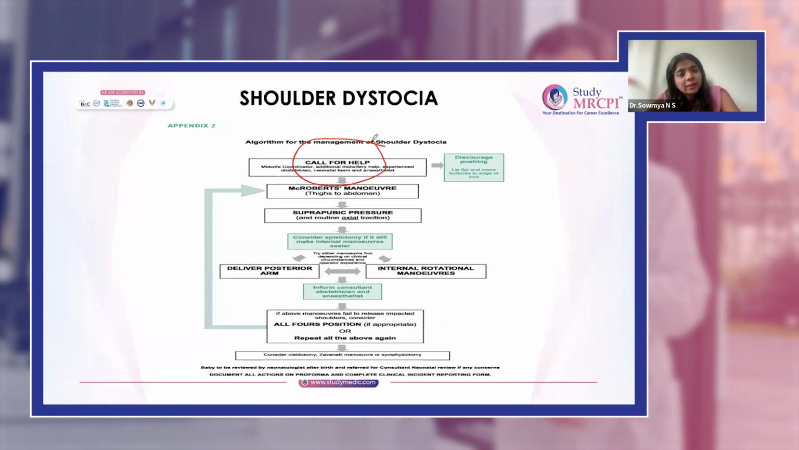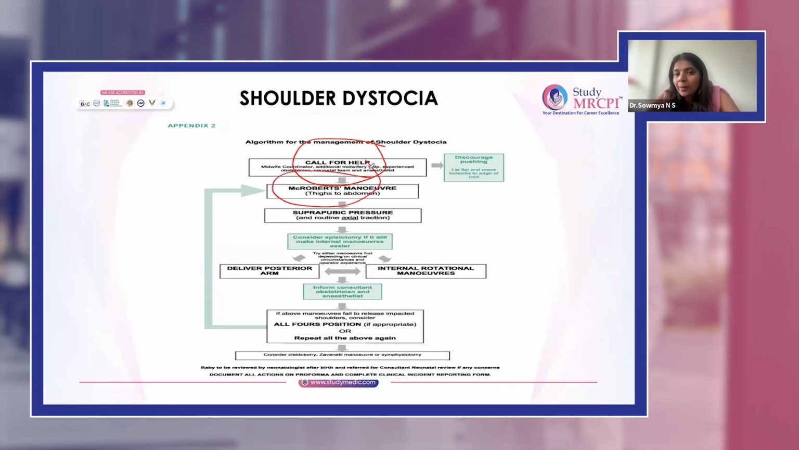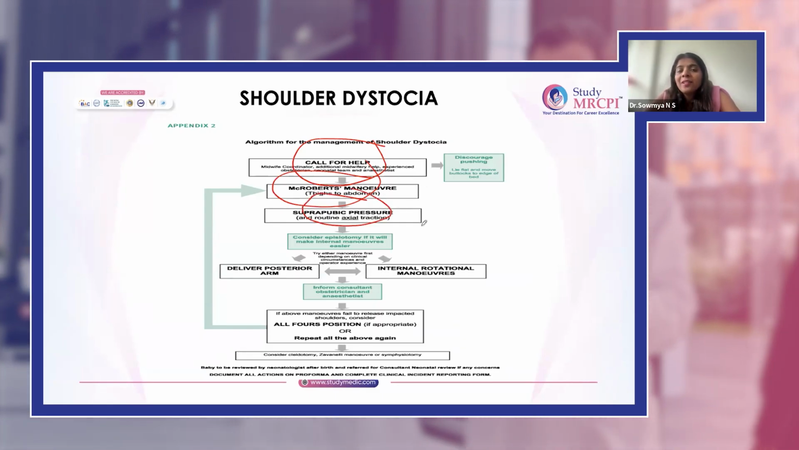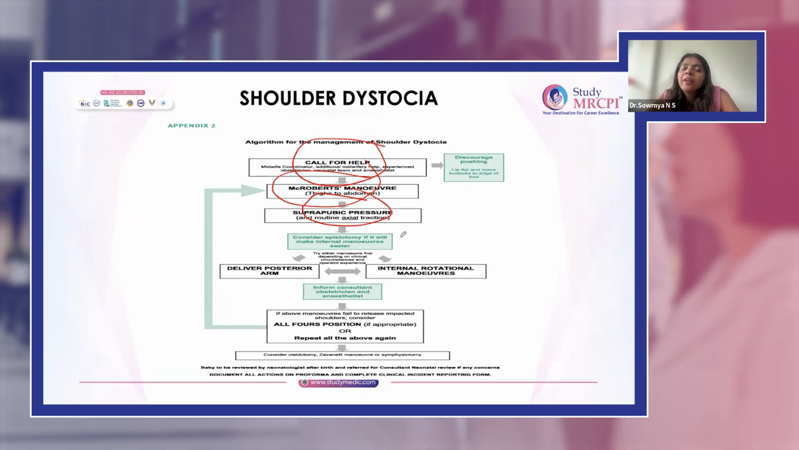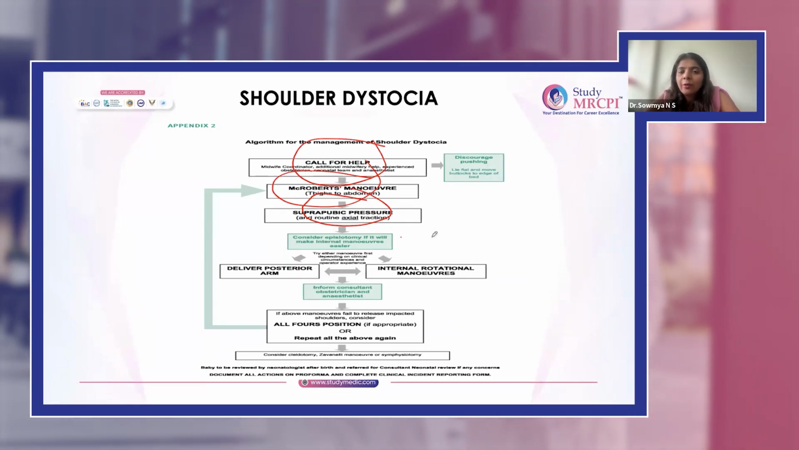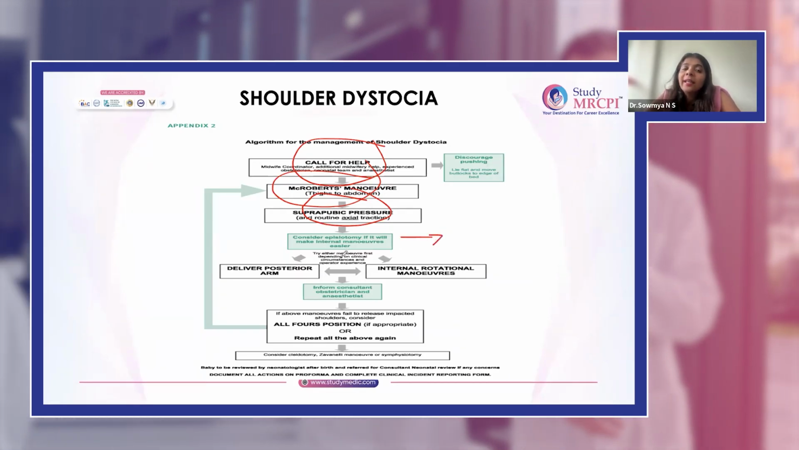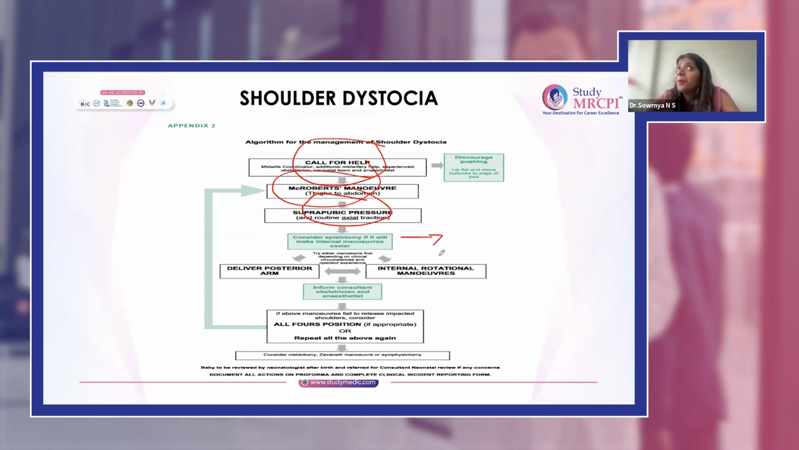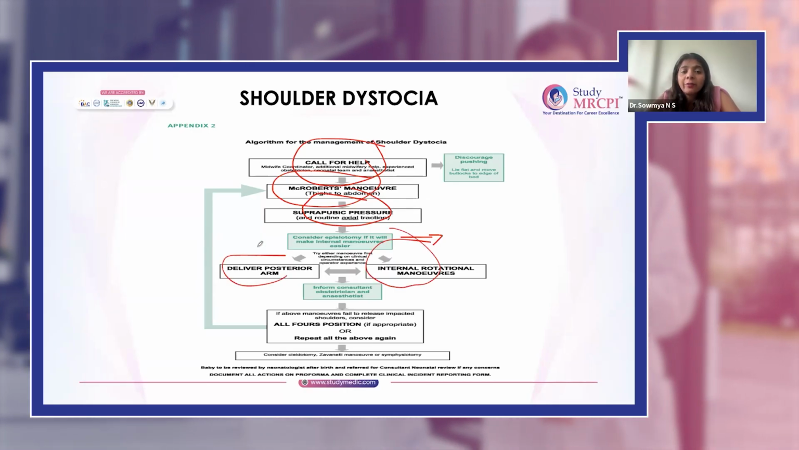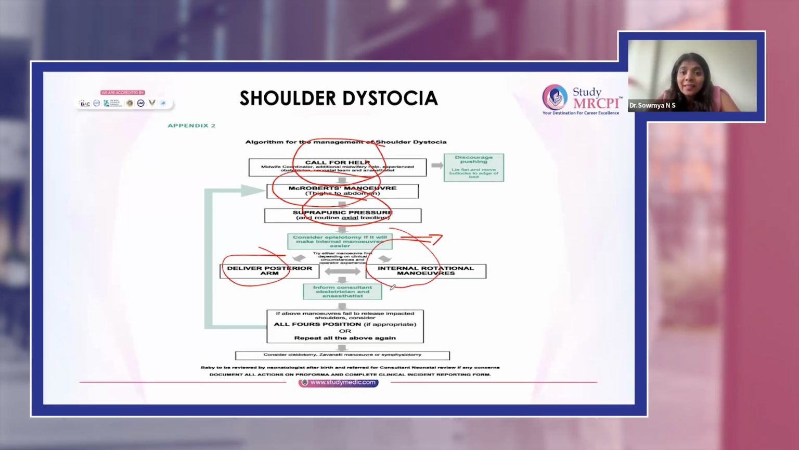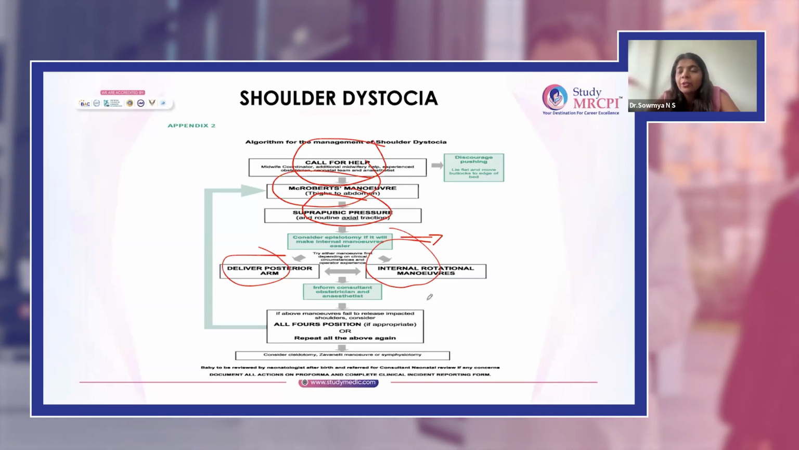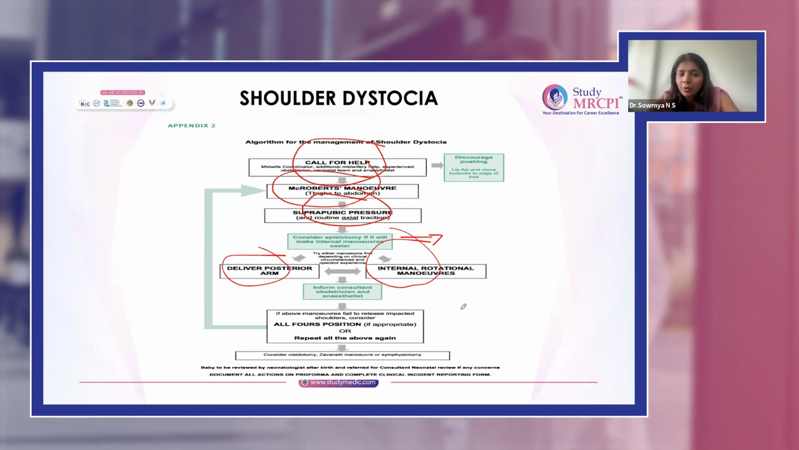Call for help, that's the first step. McRoberts, thighs to abdomen. Along with McRoberts, you can try suprapubic pressure. So this first line is done. Then comes your second line, where before doing internal maneuvers or rotation, you have to check the space. So you have to think of giving an episiotomy, and then, whichever the operator is experienced in, they can choose either internal rotation or delivery of the posterior arm. Once that is done, whichever works, you have to make sure that the baby is seen by the pediatrician, your consultant is informed, debriefing, documentation, all that.